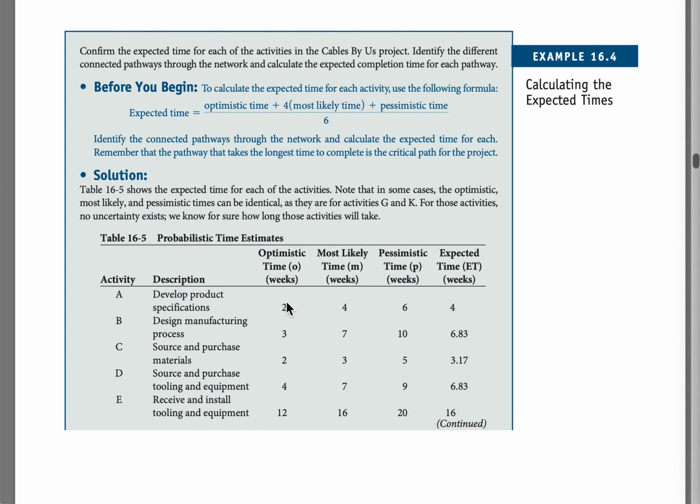For example, here, if we add up 2 plus 4 times 4, which is 16, so 16 plus 2 is 18. 18 plus 6 is 24, and we divide 24 by 6, because that is exactly what our expected time formula says. The answer is 4. Now, please plug this formula into Excel and don't do it manually. So, the same formula exactly will be repeated for every other row. So here we have 3 plus 4 times 7 plus 10 divided by 6, and that answer would be 6.83.